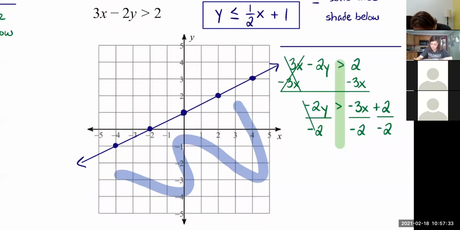So on the left, negative 2 divided by negative 2 is a positive 1, which allows us to hide it, leaving y by itself. I did, again, divide by a negative value. So this sign also is going to flip and become a less than symbol.